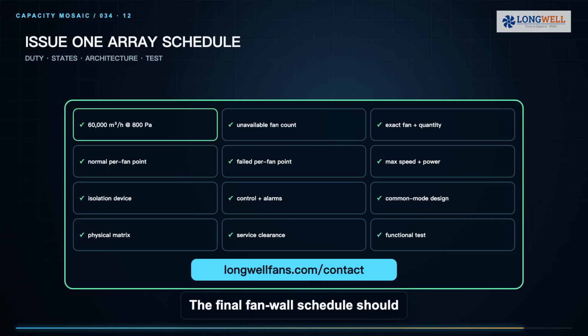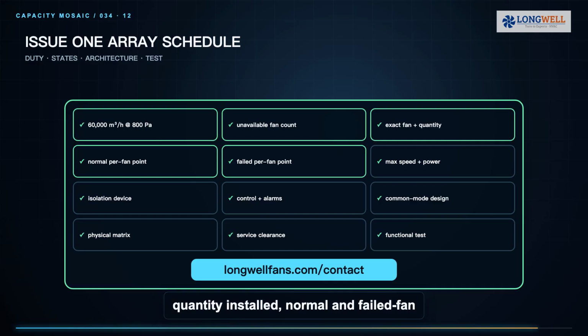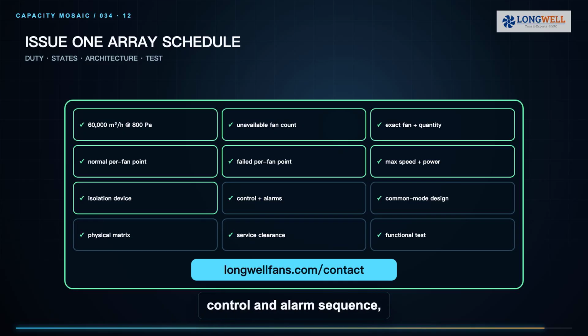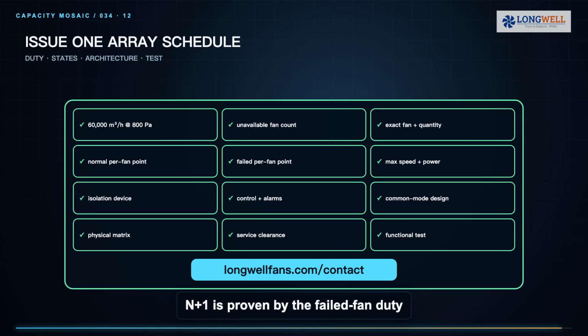The final fan wall schedule should state design airflow and pressure, air density, required unavailable fan count, candidate model, quantity installed, normal and fail fan per module points, maximum speed and power, module isolation, control and alarm sequence, common mode architecture, physical grid, service clearance, sound target, and test plan. Send that schedule to Longwell for an array review. N+1 is proven by the fail fan duty point in the system sequence, not by adding one square to a drawing.